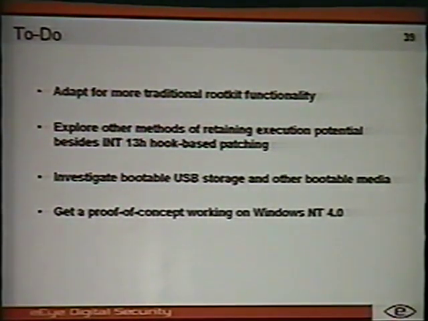For instance, we should adapt this to more traditional rootkit functionality, like actually hiding things. We should explore other methods of retaining the potential for execution and infiltrating the kernel, besides just hooking int13. It's simple and effective and boring. We should investigate bootable USB storage, and we should get this working on NT4. There's probably other stuff, but it's just not listed here.